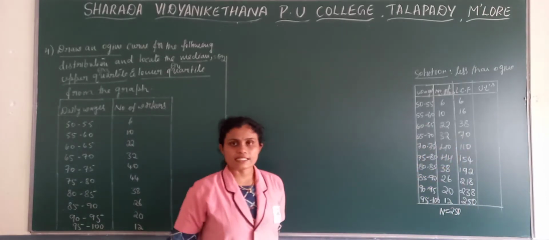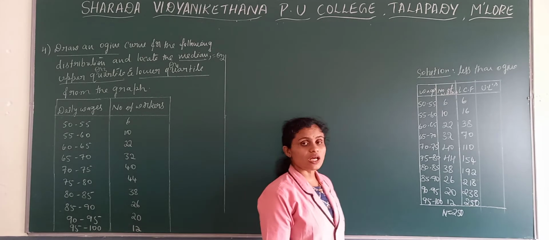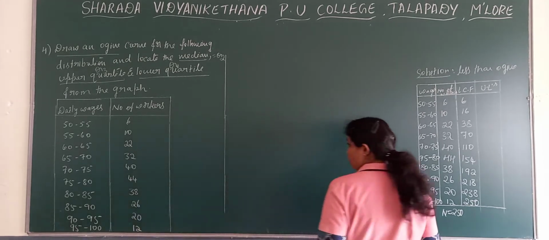Less than cumulative frequency. Now upper limits. Take the upper limits. These are the lower limits and these are the upper limits: 55, 60, 65, 70, 75, 80, 85, 90, 95 and 100.